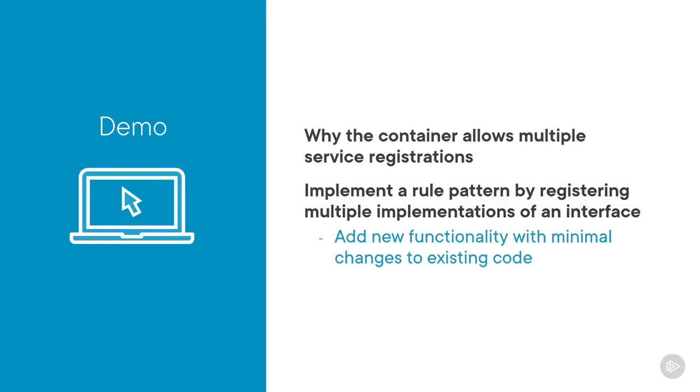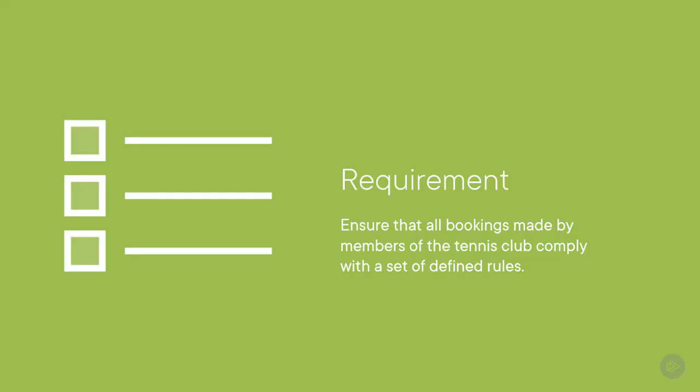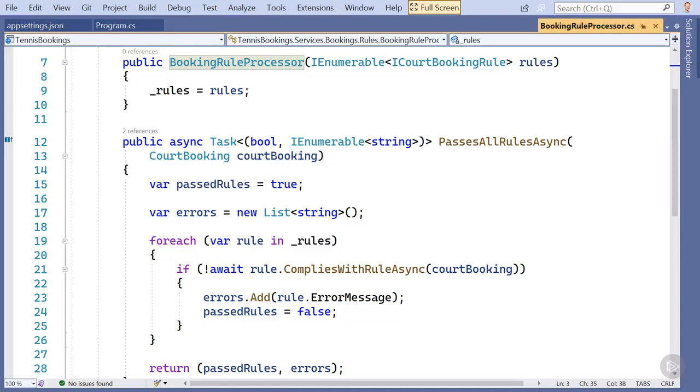We'll use this technique to support adding functionality to the tennis booking application with minimal changes to existing code. In the tennis booking application, members can make court bookings. Before the booking is completed, the booking should be evaluated to ensure that it complies with any rules that exist for bookings. The rule processing takes place inside the booking rule processor.